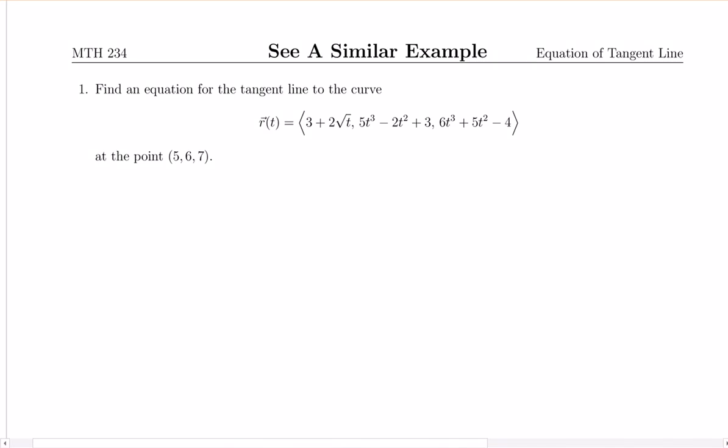In this video, we will write a parametric equation for the tangent line to a given curve at a given point. So before we do this, let's just remember what the formula is in general.